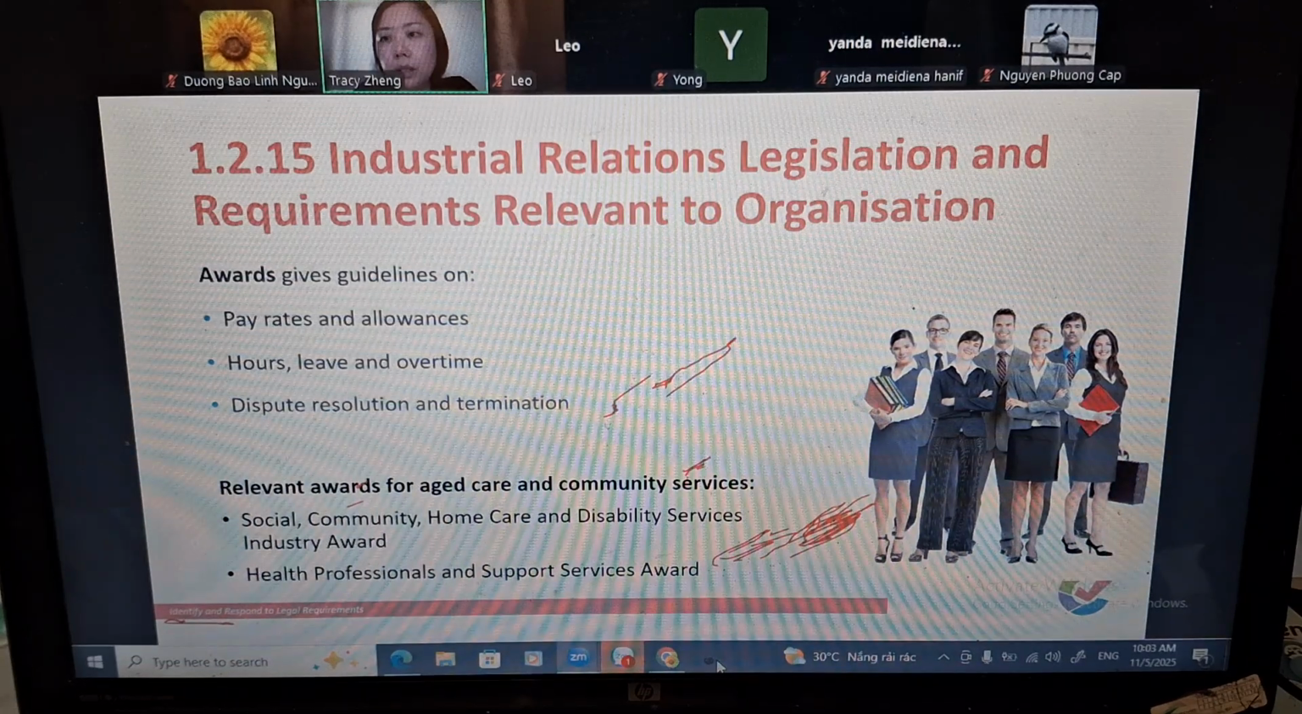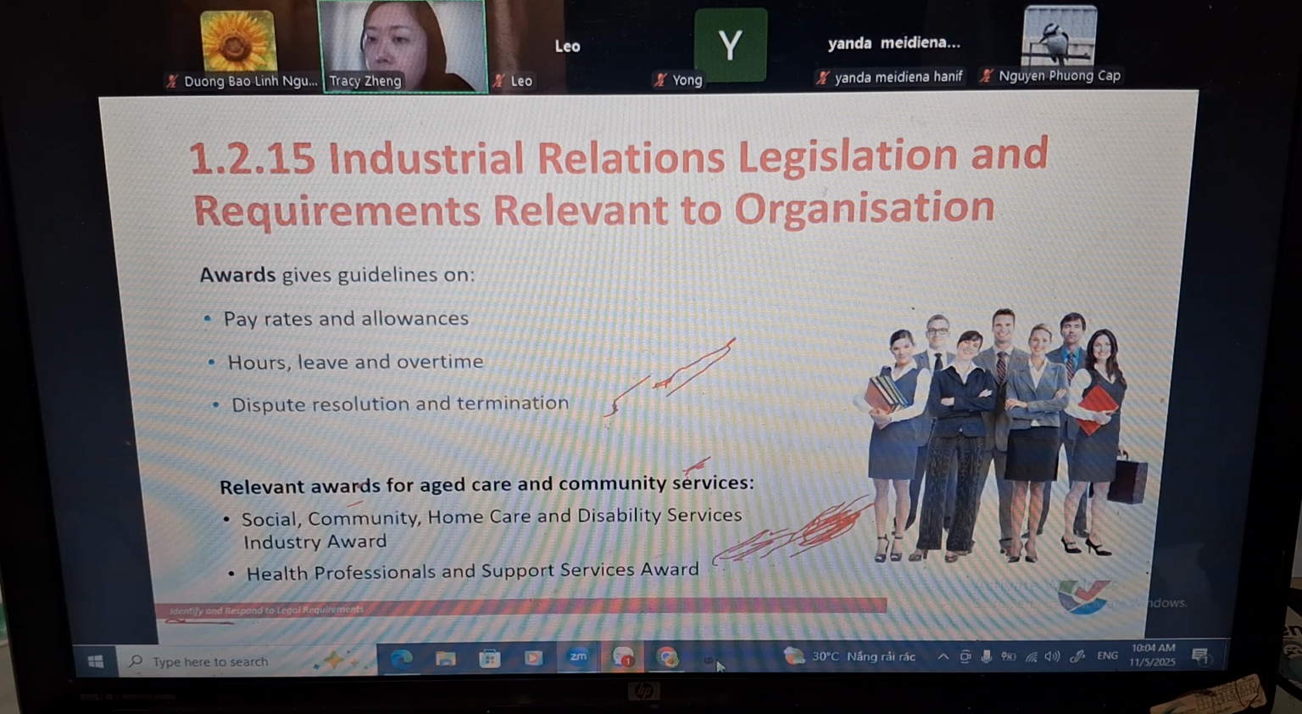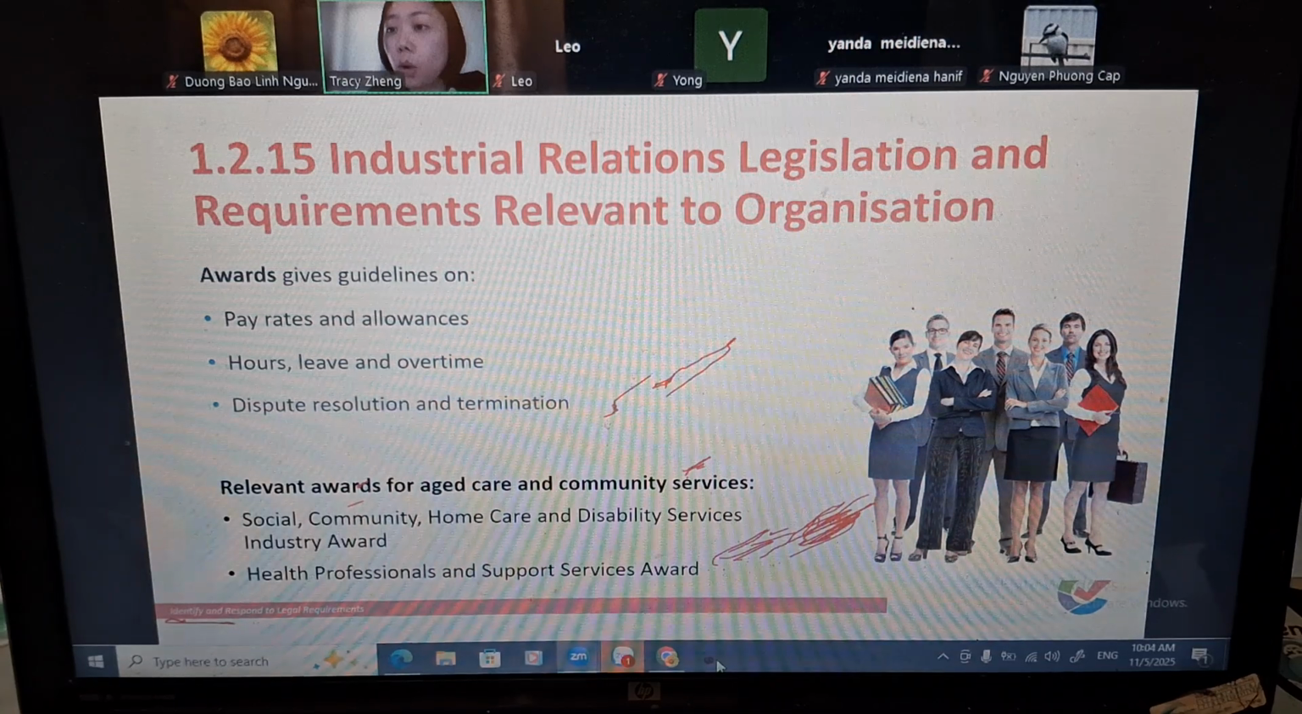And finally, in the awards, they will mention what type of leave you are entitled to have. For those really common and basic leave, for example, annual leave, sick leave, maternity leave, long service leave, all of those will clearly mention in the awards when, where, or how you are entitled to apply for those leave, right?